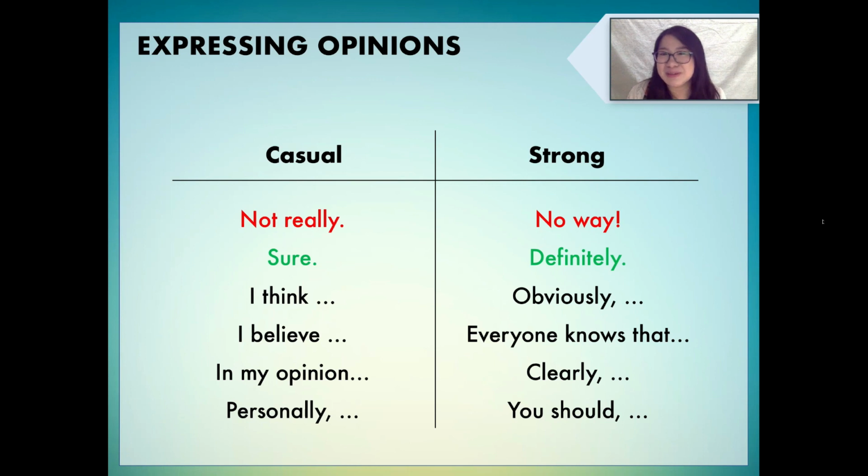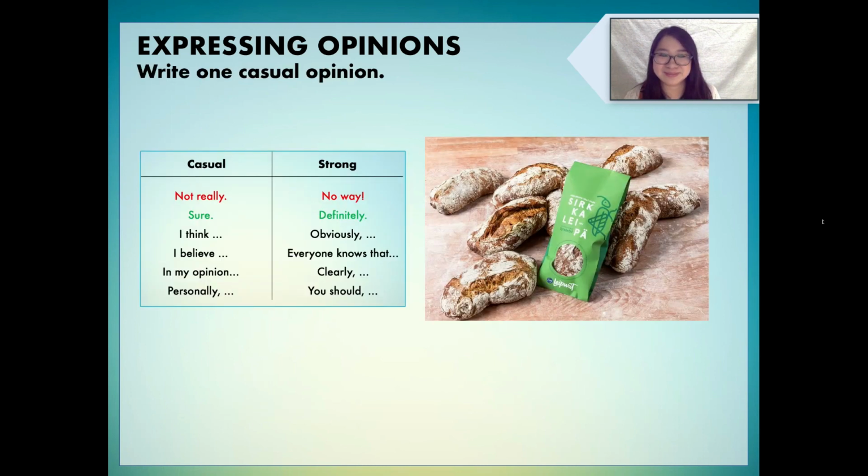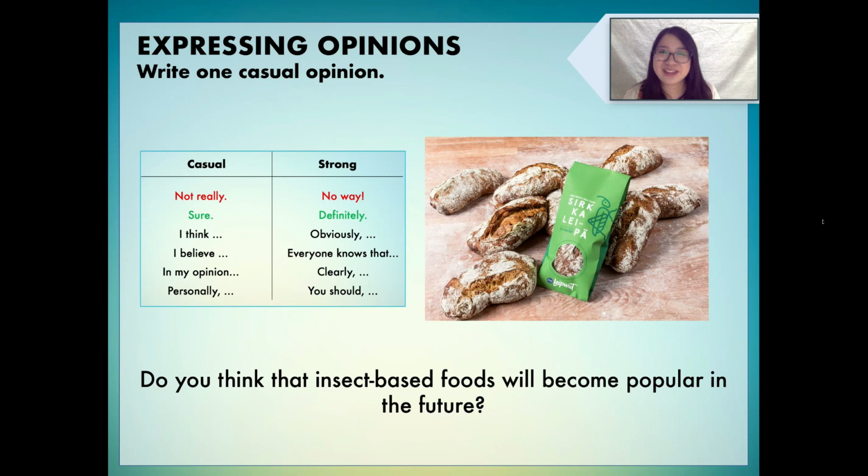Okay, so we made a strong opinion that disagreed with the topic. Now let's practice making some sentences using different prompts. Take a look at this picture. Do you think that insect-based foods will become popular in the future? And you can see an example of another insect-based food. This one is a kind of bread made with cricket flour. It doesn't look like an insect, and actually, maybe it looks a little delicious.